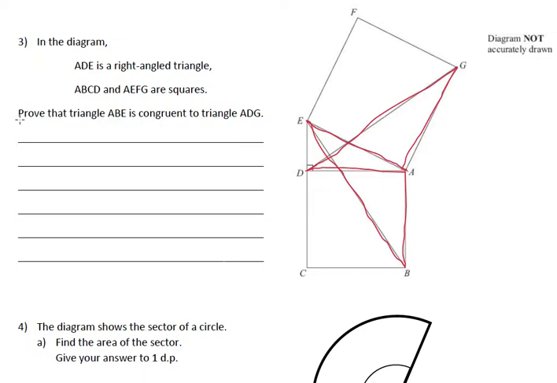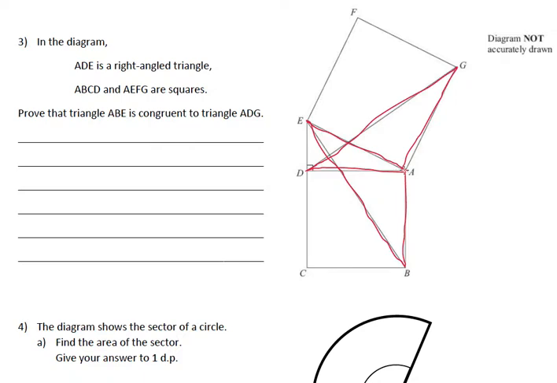Right. First things first, we've got to try and see where we're heading. Are we going to try and prove that all three sides are the same, or two sides and included angle are the same, or two angles and included side, etc. Well, it's not going to be RHS because there's no right angles in these triangles.